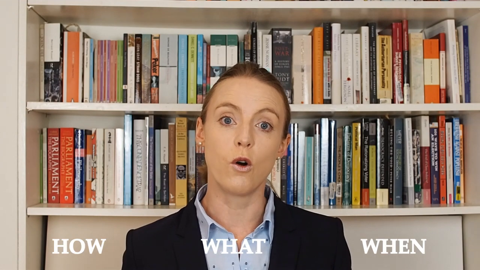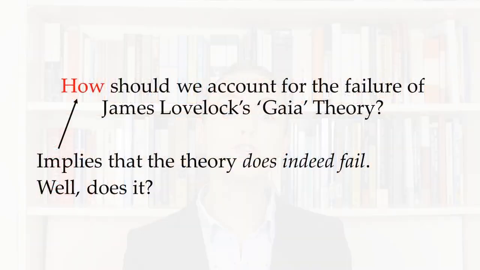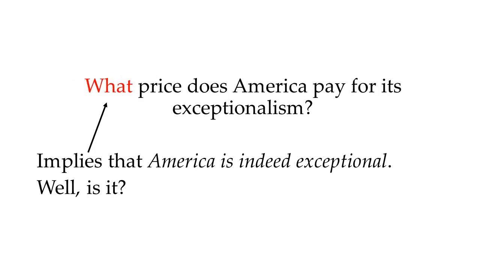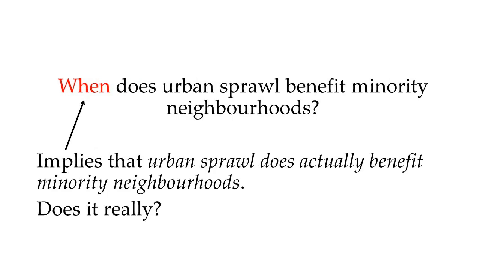Sometimes it's a how or a what or a when question. How should we account for the failure of James Lovelock's Gaia theory? Don't just start riffing off reasons for failure. First, consider whether the assumption is true, that the theory does indeed fail. What price does the United States pay for its exceptionalism? Again, don't just start listing prices. First, consider whether America is indeed exceptional. When does urban sprawl benefit minority neighbourhoods? Don't just list the circumstances. First, consider whether the assumption is true, that urban sprawl does actually benefit minority neighbourhoods.